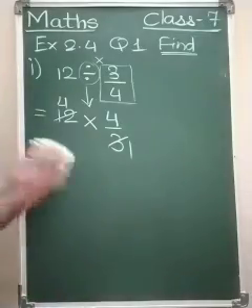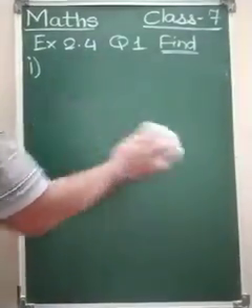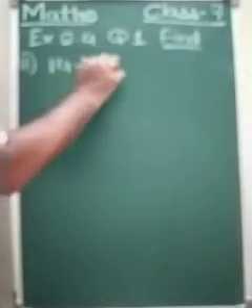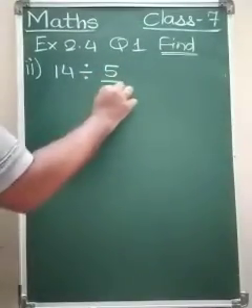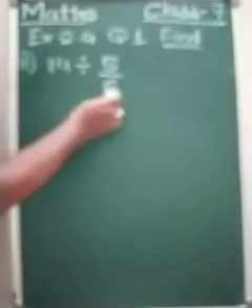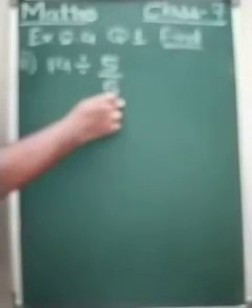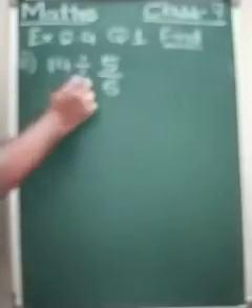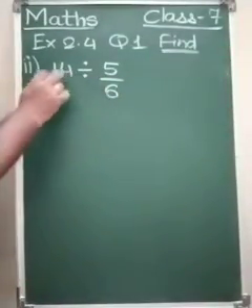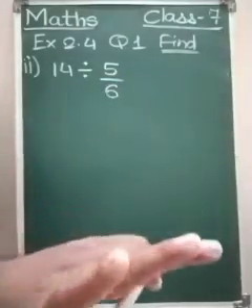Let's solve the second sum also. Just for practice. Okay, second sum is 14 divided by 5 upon 6. Now be very careful that what is on the right hand side, that fraction will be reciprocated. Now 14 divided by 5 upon 6, the answer would be different, and 5 upon 6 divided by 14, the answer would be totally different.